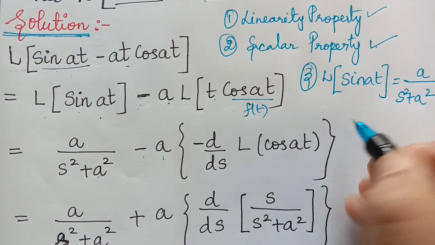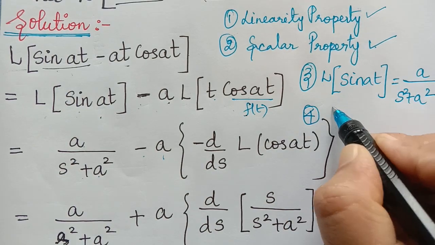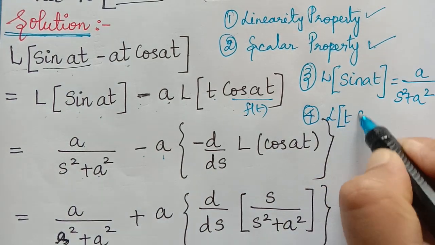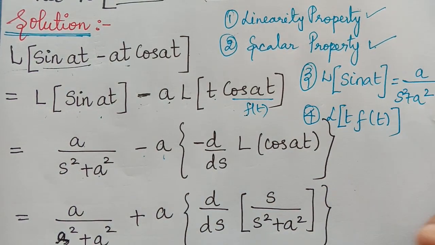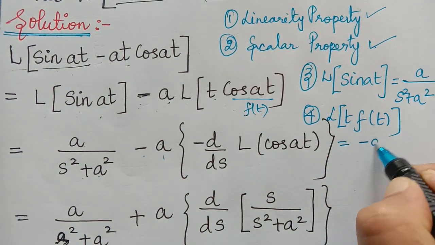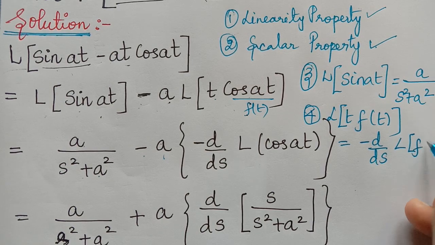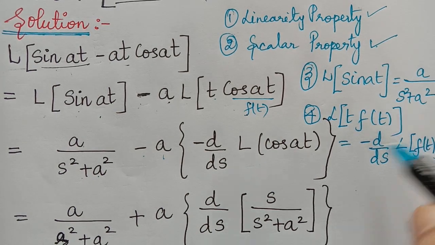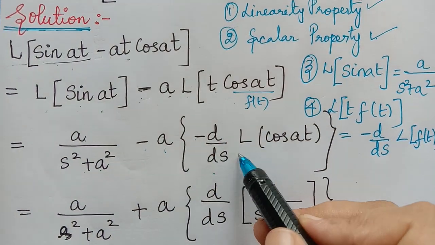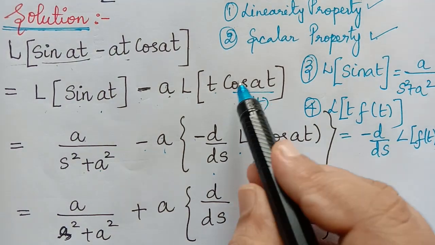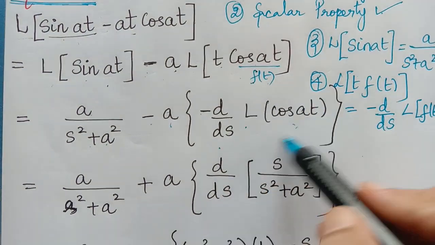So what is the formula? By the theorem we know that the Laplace transform of t multiplied with f of t is equal to negative d by ds of the Laplace transform of f of t. So this we have to apply here. So we have negative d by ds of the Laplace transform of what is f of t? Cos at. So that we have written here.